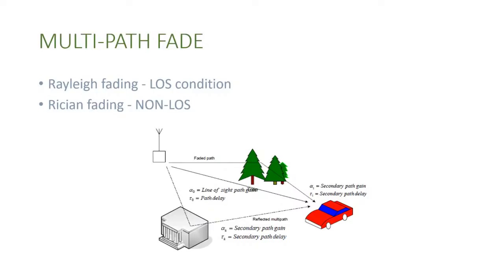Rician fading happens in a line-of-sight region, like when a satellite and a dish are communicating. But if you consider your mobile phone and a base station, they won't communicate over a direct path.